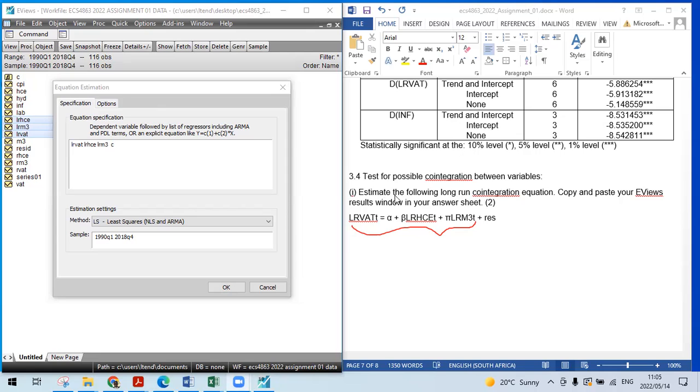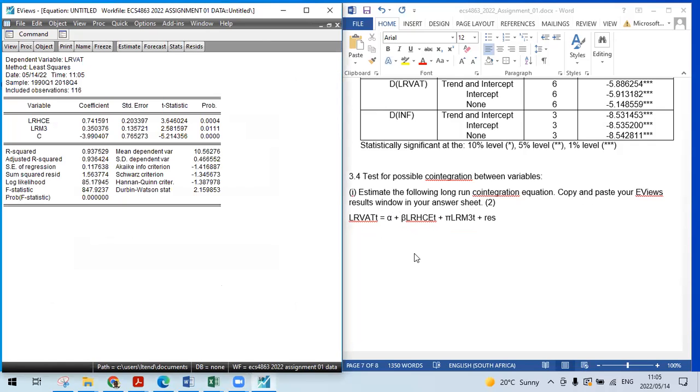The question is saying, estimate the following long-run consumption regression equation. Copy and paste your EViews results window in your answer. Great, so it's easy. We don't change anything. It's least squares, right? We just click OK. There is the EViews results window. They are saying copy it and paste it there, so I'm copying everything and pasting it here.